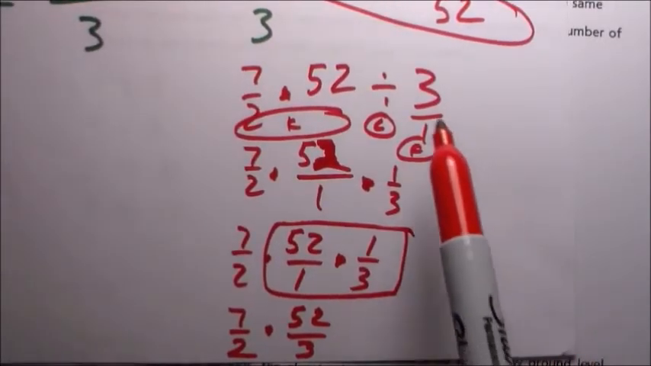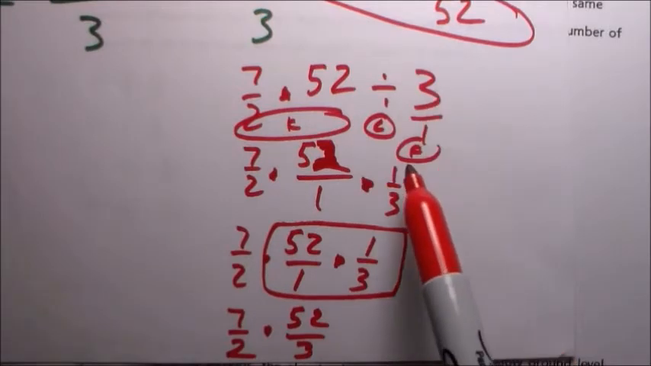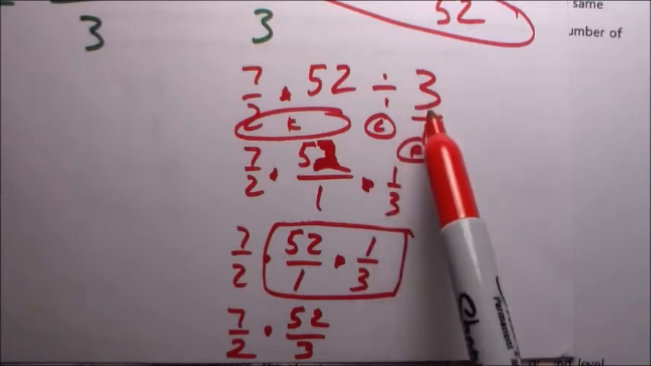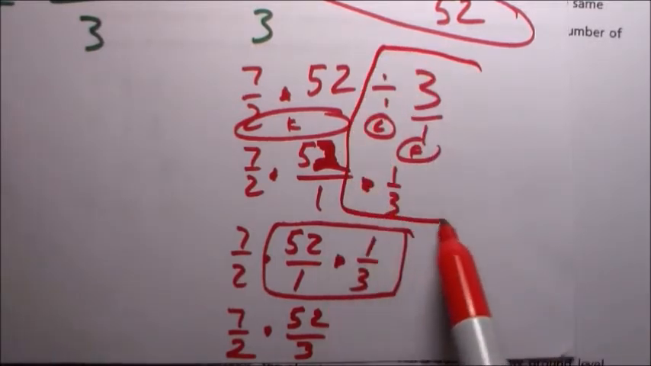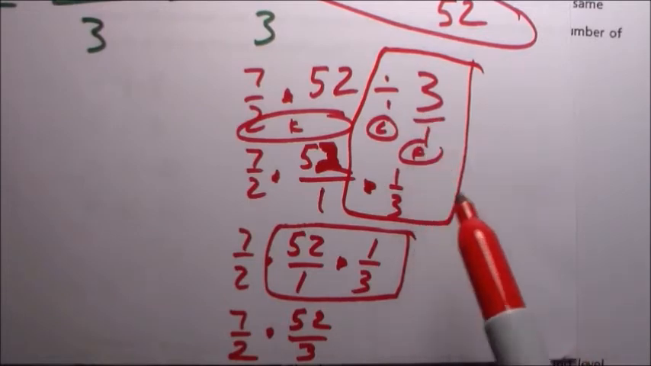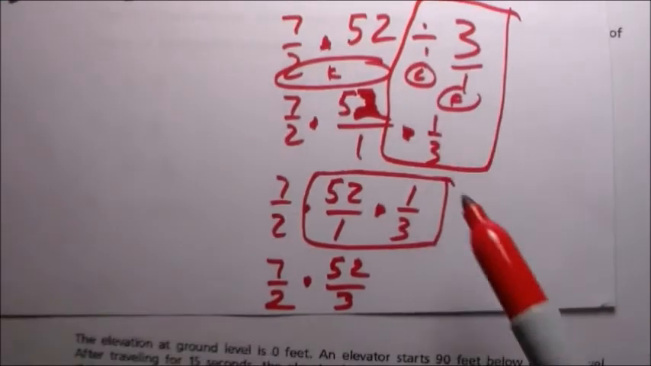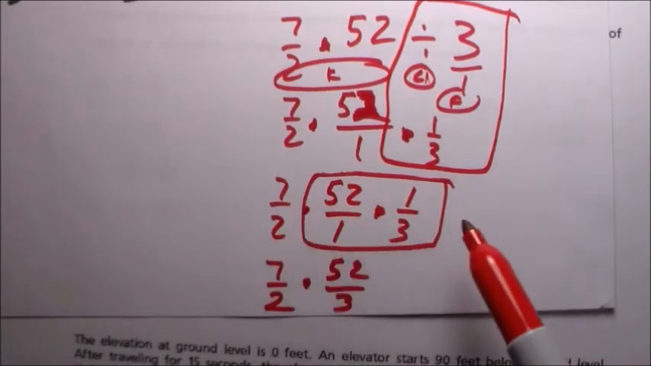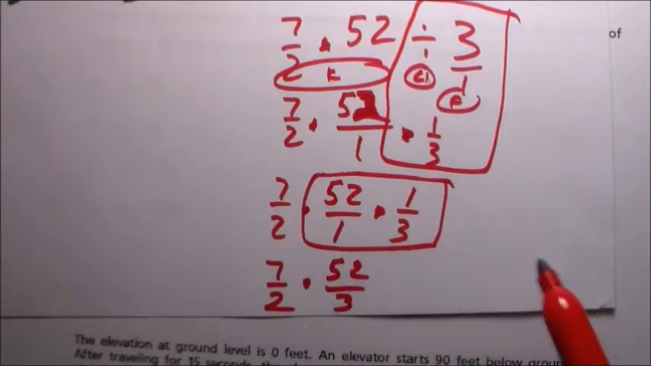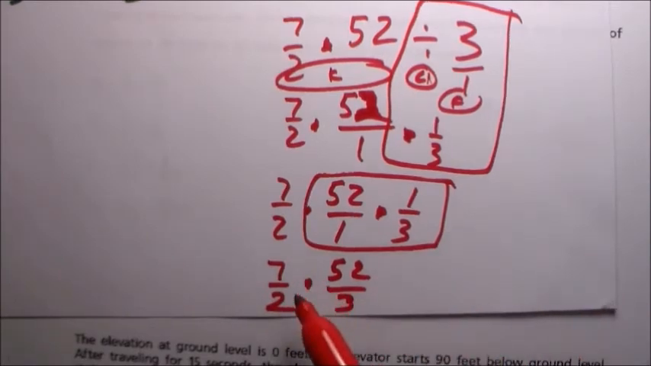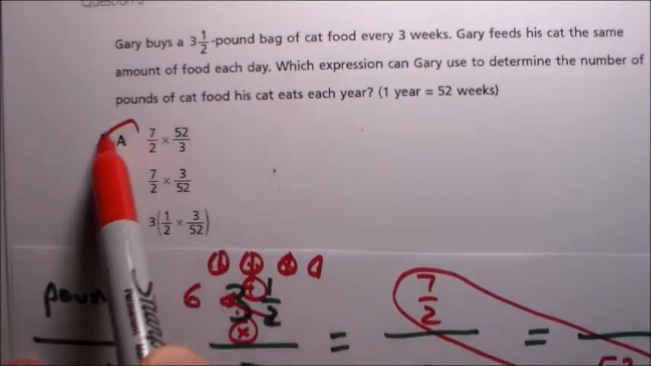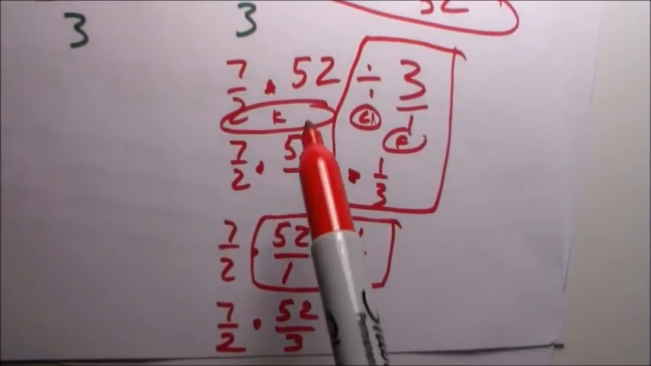Because that's good legal math. We turn divided by 3 into multiplied by 1/3. That's good legal math. Divided by 3, keep change flip, equals multiplying by 1/3. That's totally good legal math. And if we do that, and we forget about the first fraction, we only do the second 2 fractions in the 3 fraction set, we get 7 over 2 times 52 over 3, which is indeed one of our answers. Again, I don't like it, but it is the right answer there. So your answer is going to be A.